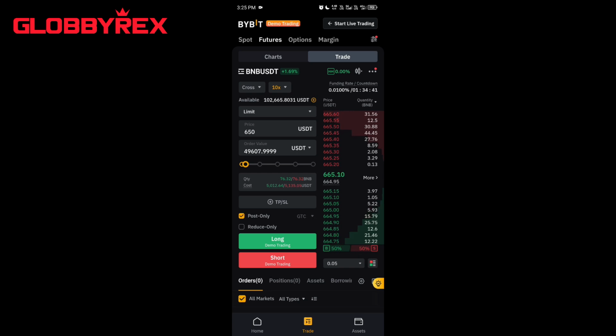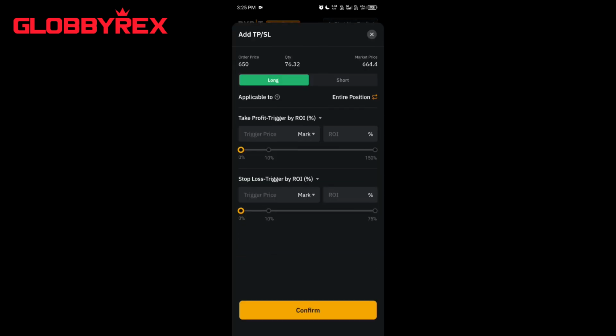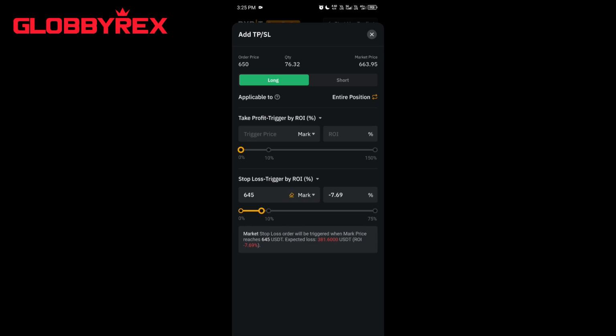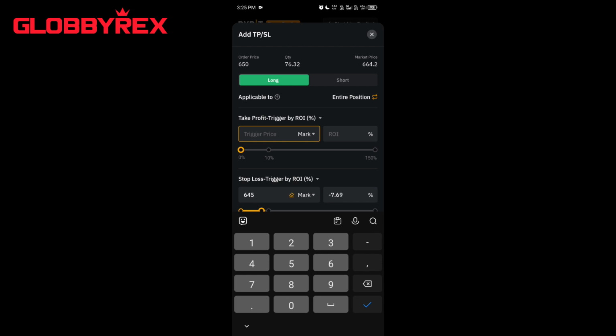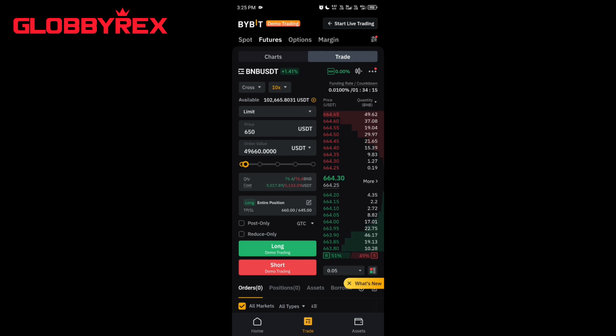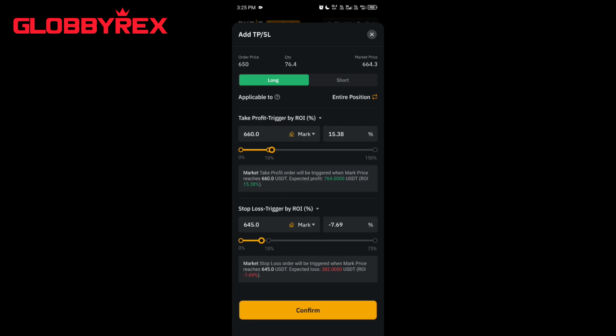hold on, let me untick this. You want to buy at 650, right? Order price. My stop loss is at maybe 645, and my take profit, if I'm buying at 650, is at 660. So 1:2. Okay, confirm. Now we've done that. We've input our entry price, we've input our stop loss, and we've input our take profit.